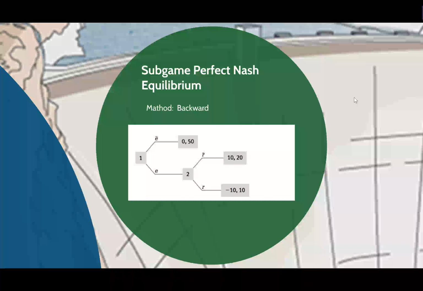For example, in the picture, from the bottom, the best response for player 2 is to choose not to retaliate against entry, for a payoff of 20. Given player 2's choice, player 1 will choose to enter for a payoff of 10. Therefore, the subgame perfect equilibrium is 10 and 20.